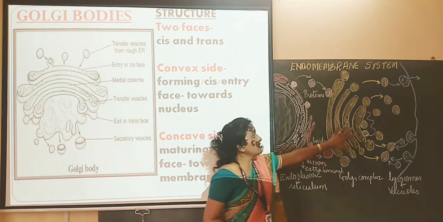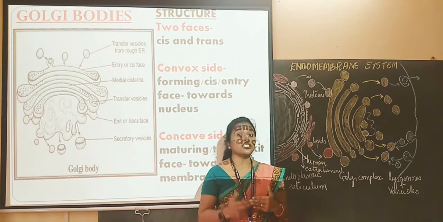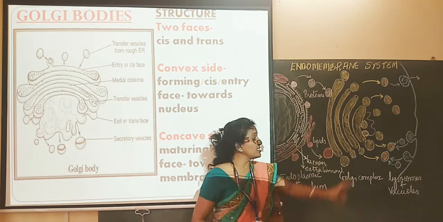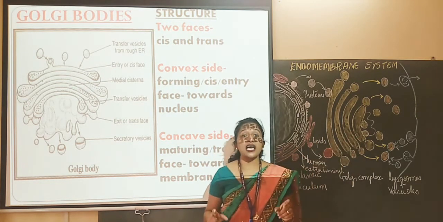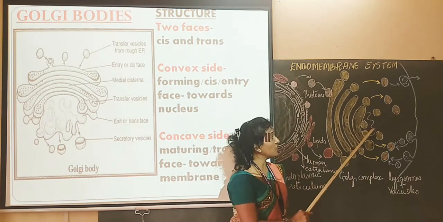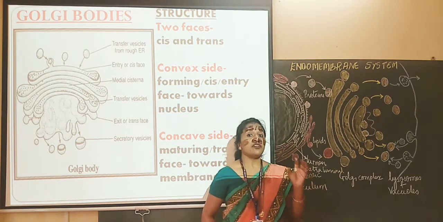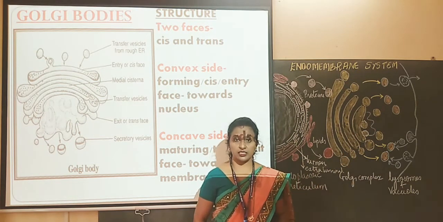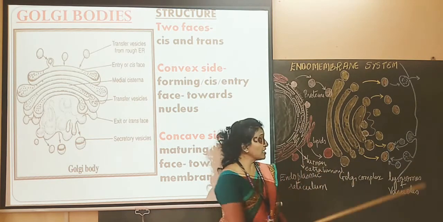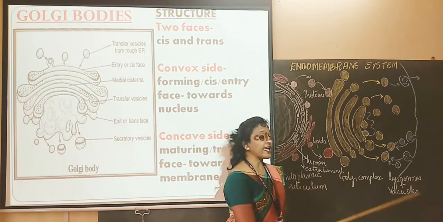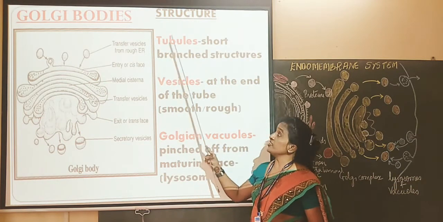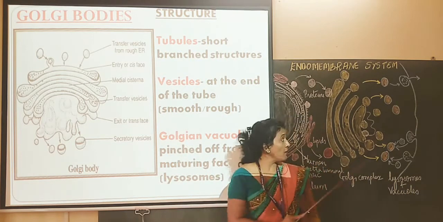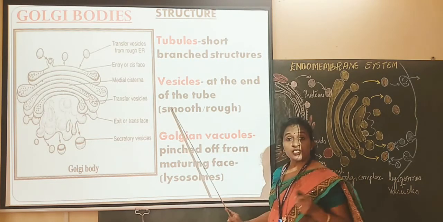Okay. So in the Golgi apparatus, the further modification of these proteins and lipids will take place, and they will release the vesicles from the trans face or the maturing face. These vesicles will secrete whatever has been modified in the Golgi apparatus. Okay? Whereas some of the vesicles will form the organelle called lysosome. So Golgi bodies are made up of tubules. They are branched. The vesicles are formed at the end of the tubule, and they can be smooth or rough.